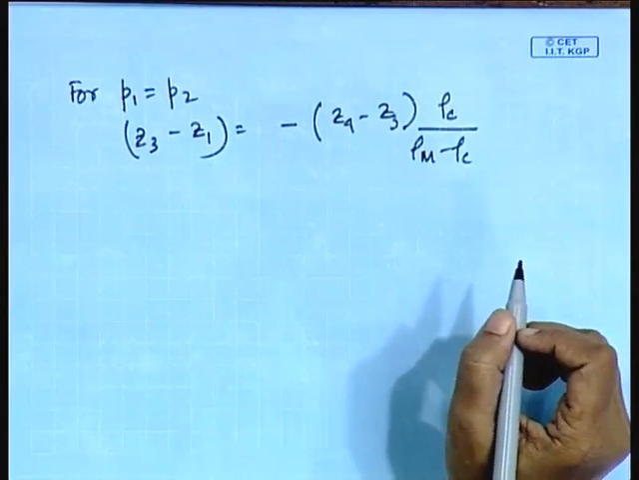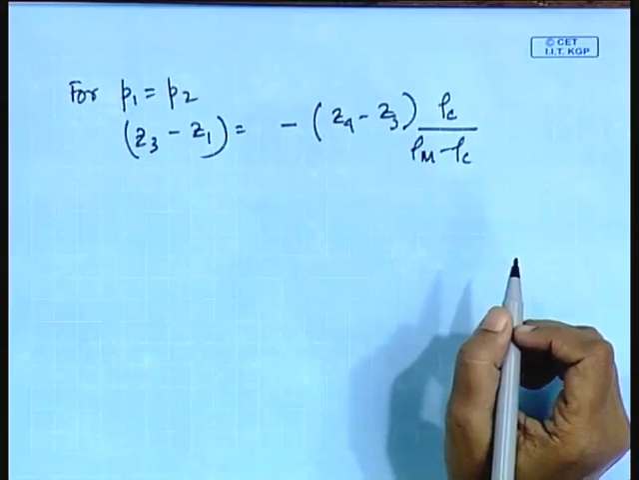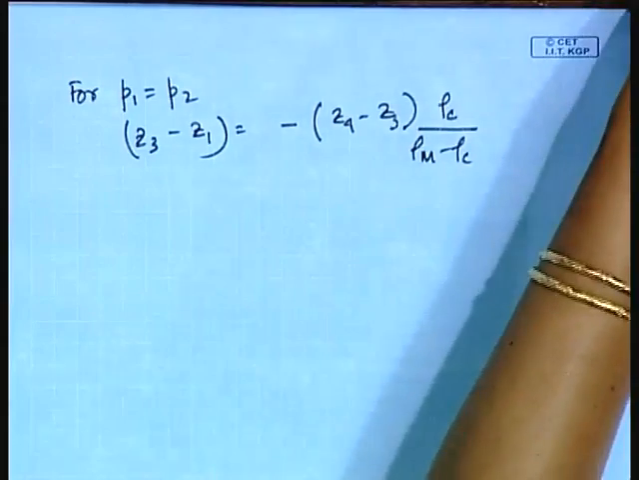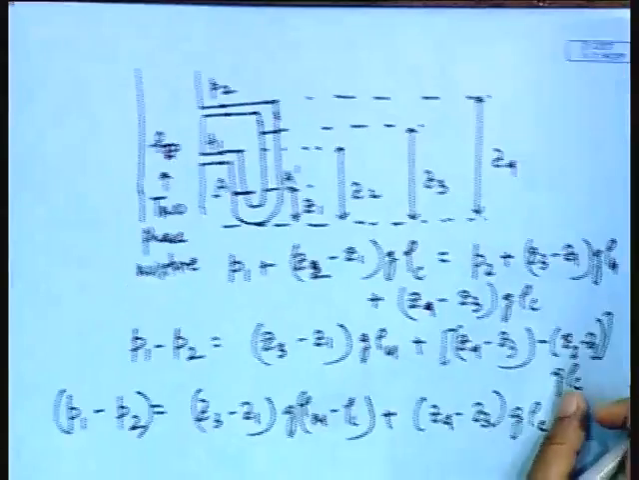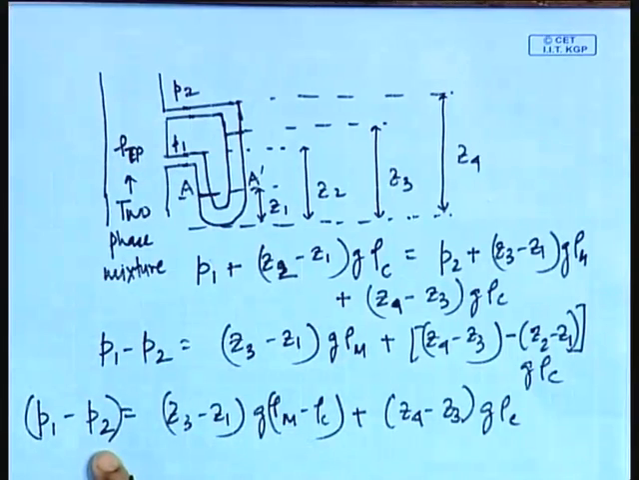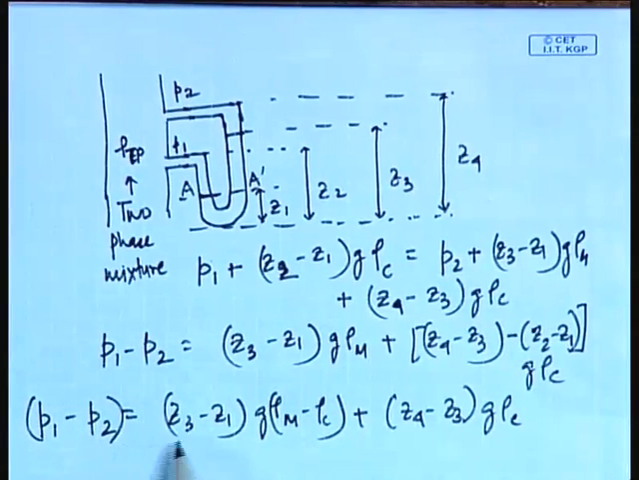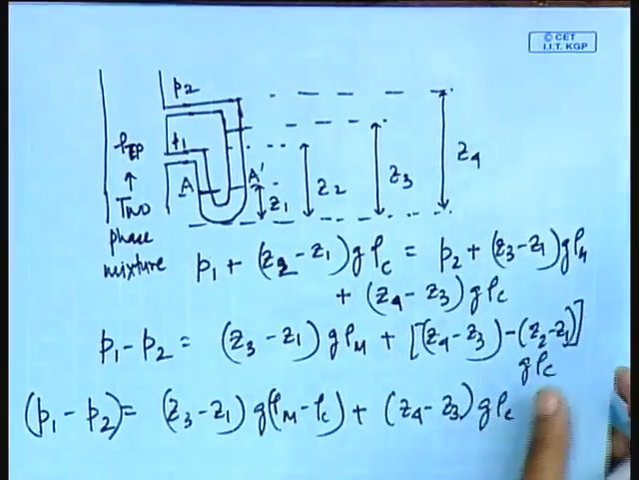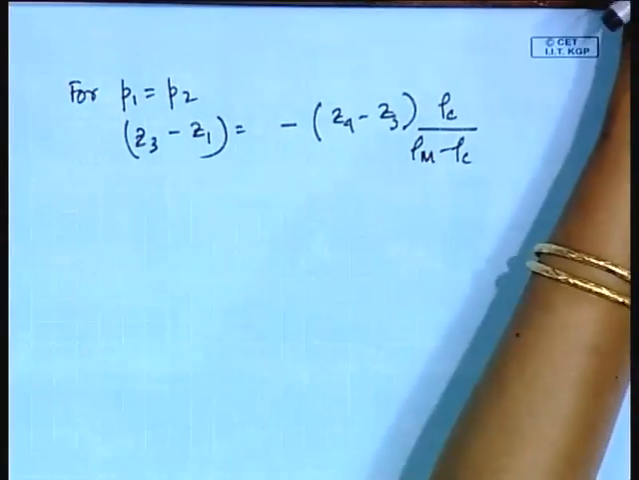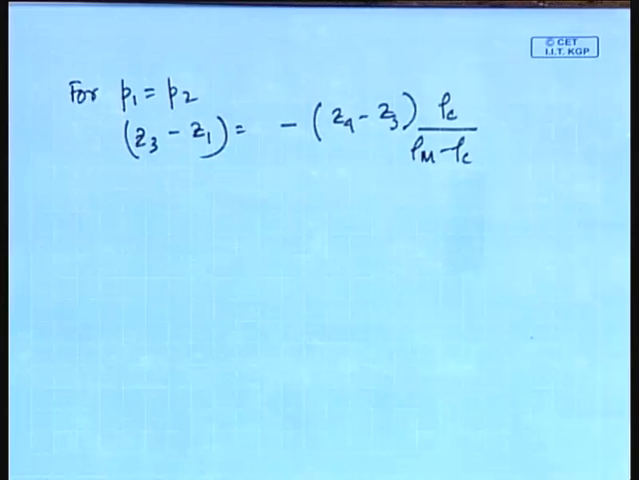Which one? P1 equal to P2? Oh, previously? P1 minus P2 equal to, this one do you mean to say? Z3 minus Z1 0 plus Z2, it's all right. Or else just check up, it is simply your mass balance, it's simply a force balance, nothing else.